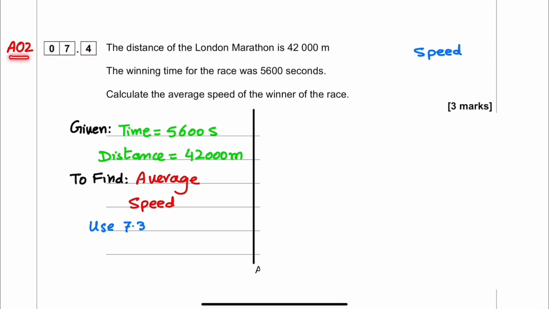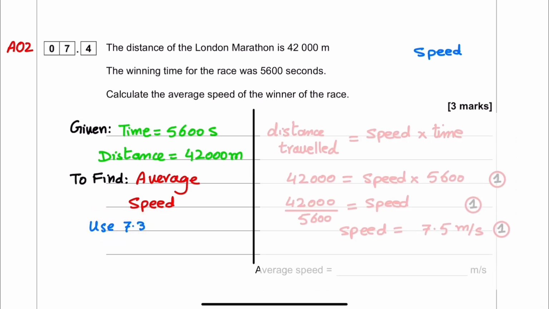7.4 is an AO2 question. The distance traveled of the London Marathon is 42,000 meters. The winning time of the race is 5600 seconds. Calculate the average speed of the winner of the race. So we need to find the average speed. We have been given the time, that is 5600 seconds. The distance traveled is 42,000 meters, which is already given in the beginning of the question. We need to find the average speed, so we can use 7.3 to find the value of the average speed. Let's see the model answer.